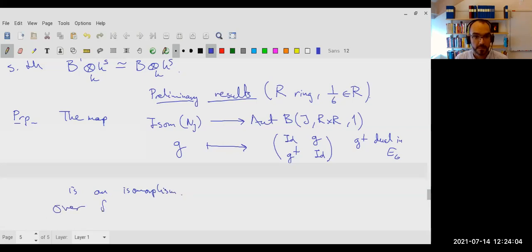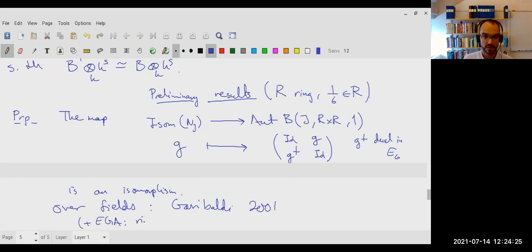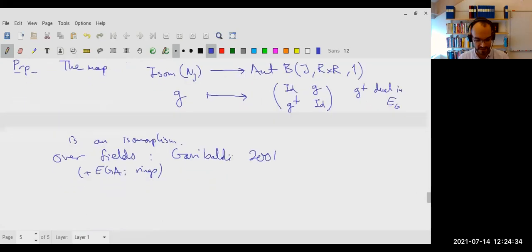This map you can define, and this is an isomorphism. And so over fields, this is due to Garibaldi. And which of the two papers is it in? It's in the 2001 paper. And then to go over rings, you just use EGA. So you establish the map, and then you need to check things fiber-wise, and then all the results are there. So not much work needed here. And so what we know is that the automorphism group of this algebra that I will still call B is of type E6. I should say that this is not, I should put a connected component here.